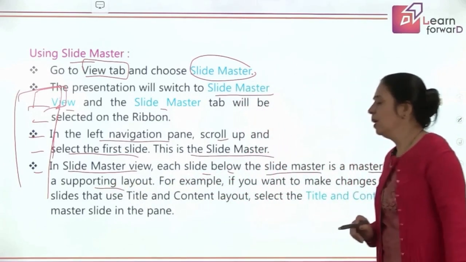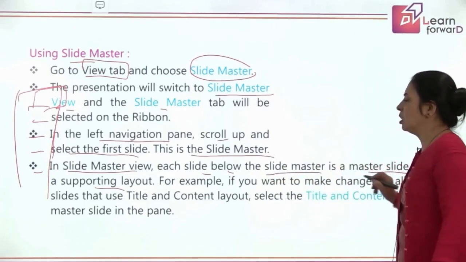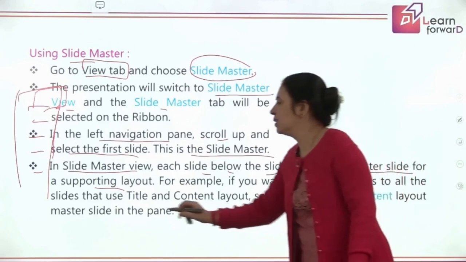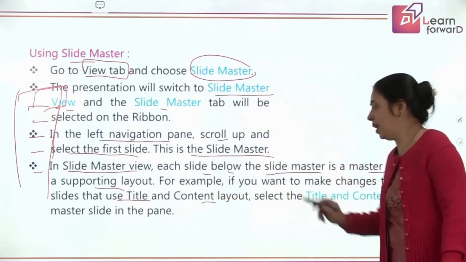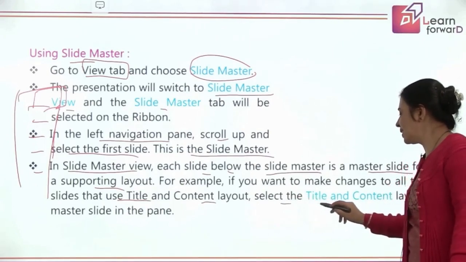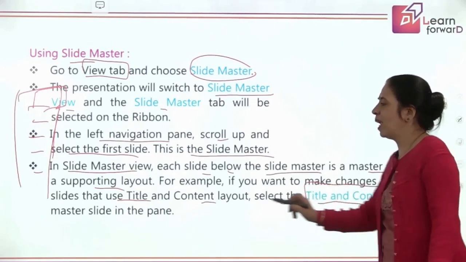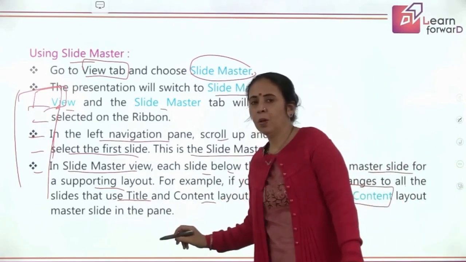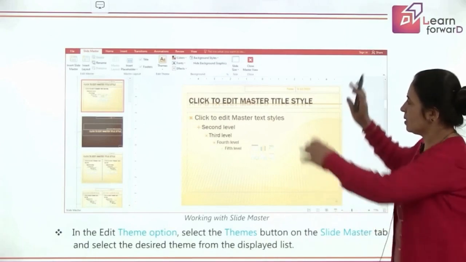Remember this. Now I'll give you the example. Suppose you want to make changes to all the slides that use the Title and Content layout, then you just have to select the Title and Content layout of the slide master in the pane. Got it? Now we move further and this is how it appears.